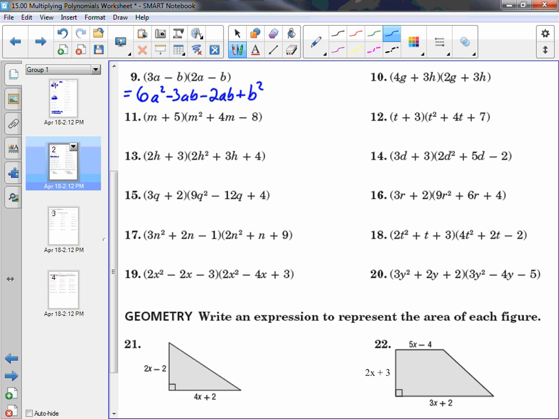So negative 3ab, okay? Now, are there any like terms to combine? Yeah, almost always the 2 in the middle are going to be like terms. So 6a squared. Now, negative 3ab and a negative 2ab. Combine your coefficients and you get negative 5ab and then plus b squared.